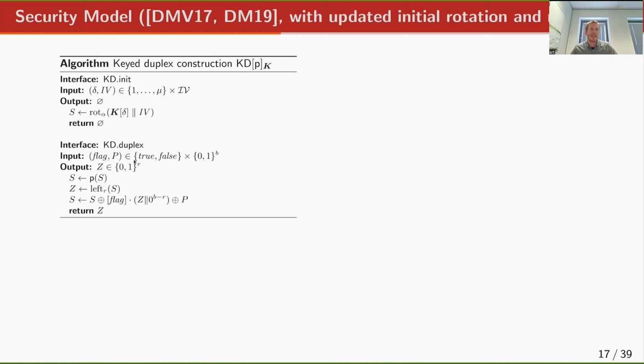Then you can make a duplexing call on input of a flag, which is true or false, and some B bit plaintext. And what you get is your R bit output. What does the duplexing call do? Duplex consists of permute, squeeze, absorb, and that's what you see in the algorithm. So you permute, you squeeze R bits, and you absorb B bits, possibly with flagging. This flagging makes sure that you overwrite or not. And what you output is your R bit state.